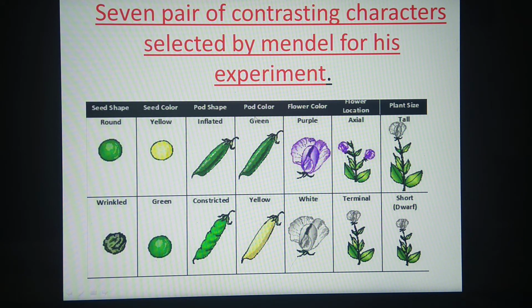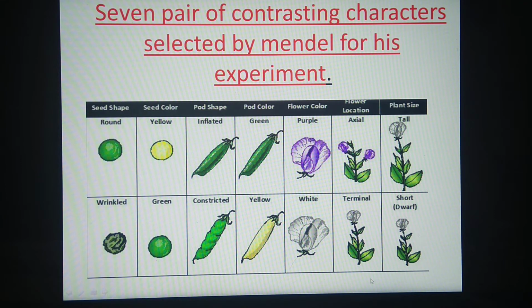We'll see the pod color. Green is dominant over the yellow color of the pod. About flower color, purple and white. Here purple is dominant over the white color of the flower. About flower location, 2 types of location are seen. One is axial. When the flower develops in the axil of the leaf, it is called axillary or axial position. And when it develops at the tip of the stem, then it becomes terminal position. So axial is a dominant character over the terminal position of the flower.